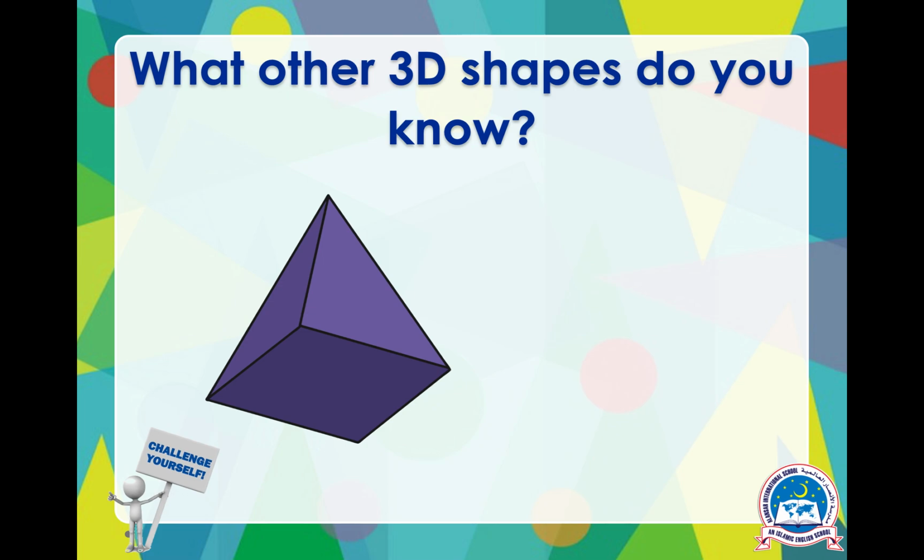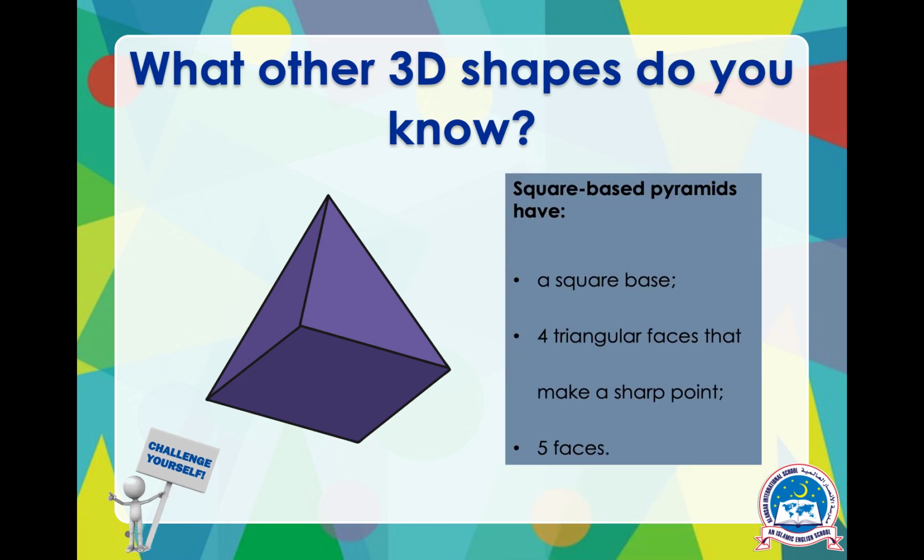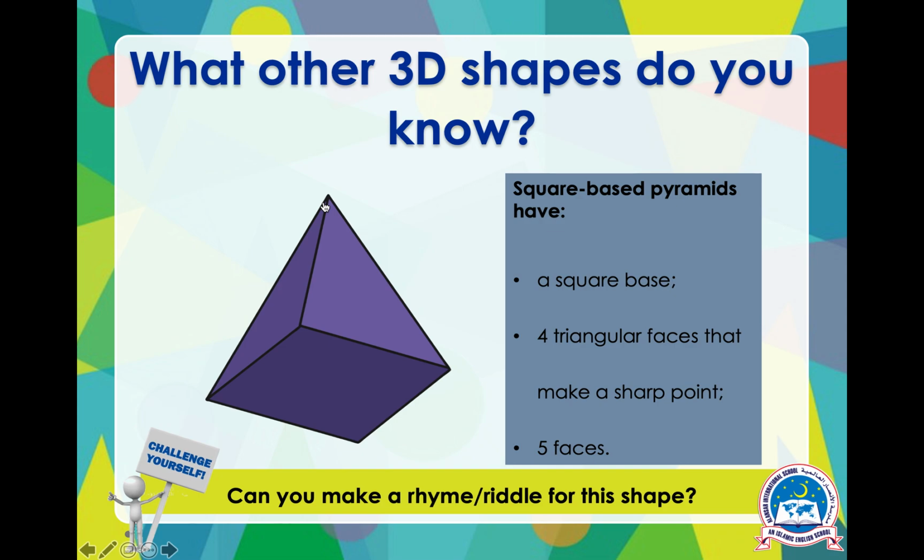Now, we've also discussed some other 3D shapes. Can you guess what shape this is? If you've guessed that this is a square base pyramid, well done. It has a square base and 4 triangular faces that make a sharp point. So in total, it has 5 faces. Now you can challenge yourself and you can make a riddle or a rhyme for this shape, just like we had in the last few slides.